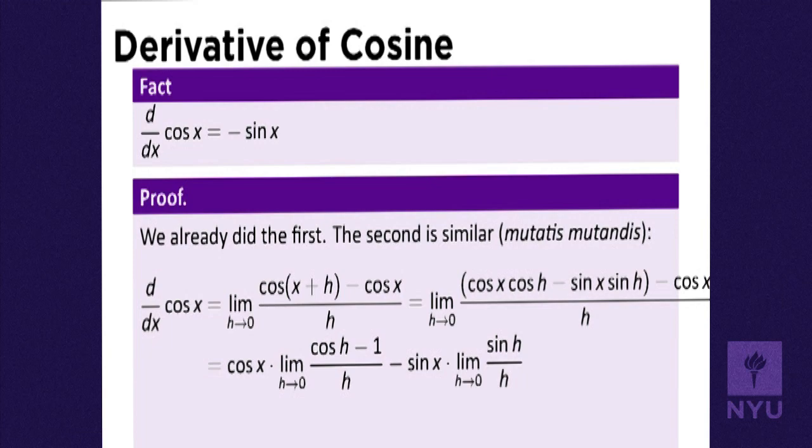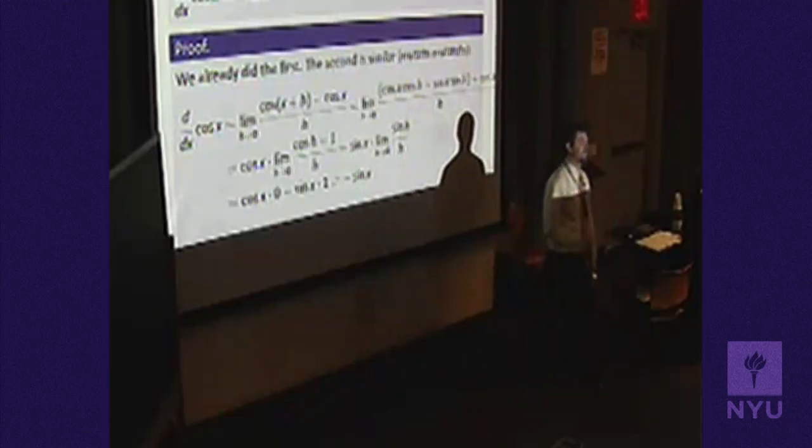Cosine h minus 1 over h, again goes to 0. Sine h over h, again goes to 1. And so I'll have cosine x times 0 minus sine x times 1. Oops. So that's minus sine. So if you're trying to remember, where does the minus sign come in this rule? That the derivative of cosine is not sine, but minus sine. It comes from the minus sign in the trigonometric identity. That last sign in the cosine identity gives us that sign in the derivative of cosine.